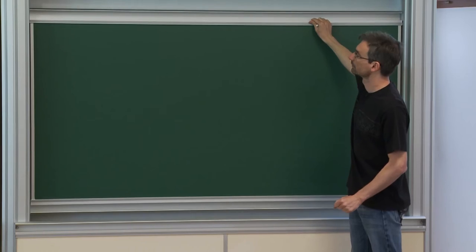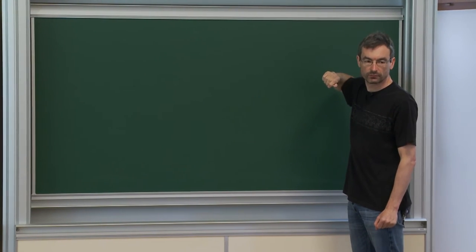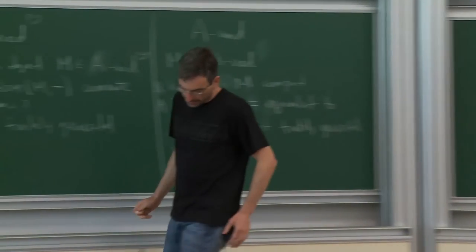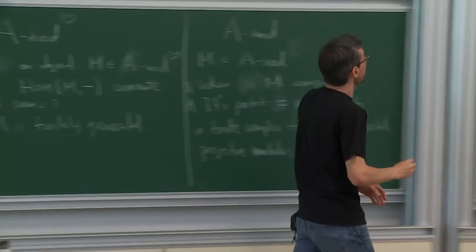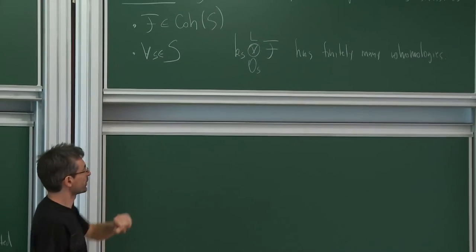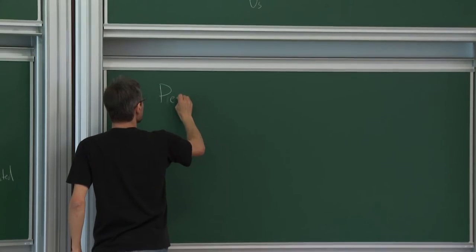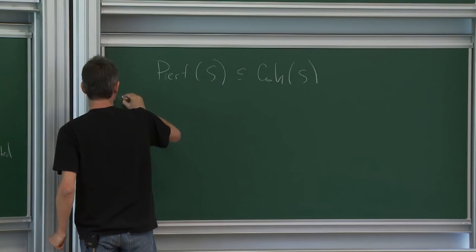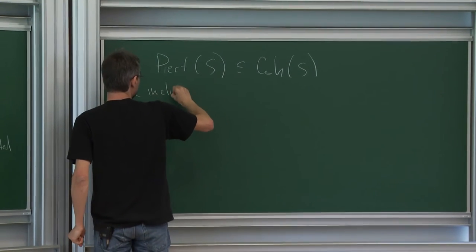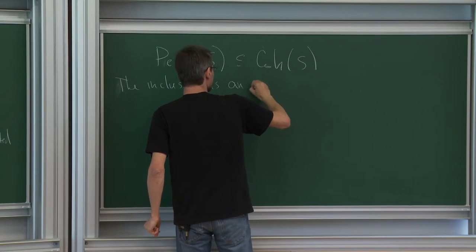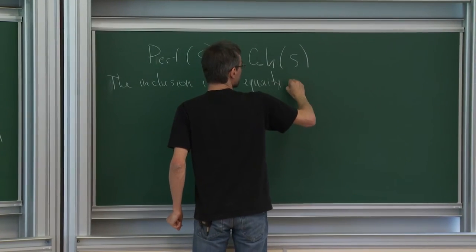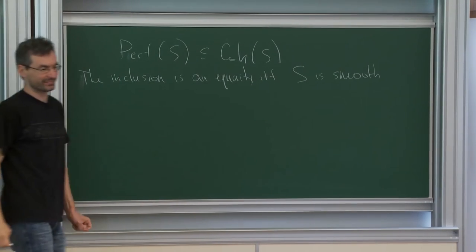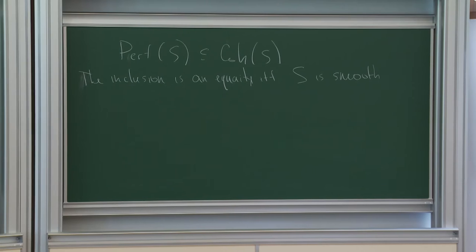More precisely, the finite tor dimension is usually stated with a condition that here follows independent of the point, but this is enough for these purposes. We denote these compact objects by perf. So perf of S sits inside co of S, and the inclusion is an equality if and only if S is smooth. We are over an algebraically closed field.